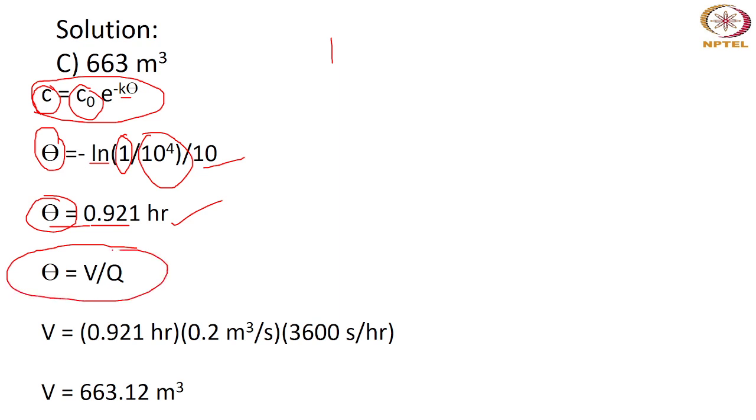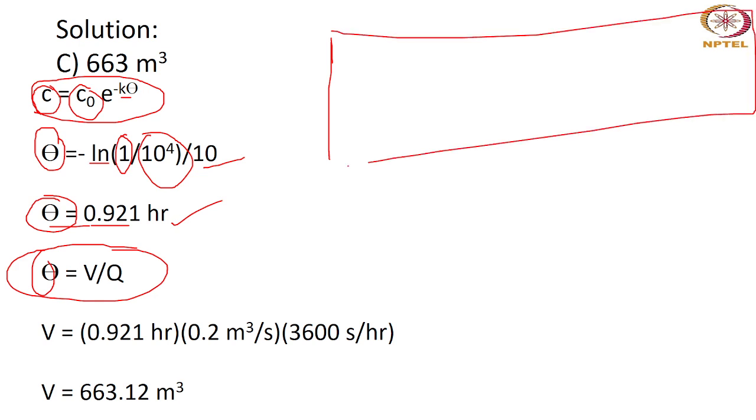Now theta is nothing but V by Q, right? So what is V by Q? Because this is the retention time, hydraulic retention time. Basically, you can find out that this is a plug flow reactor, right? What is coming in and what is going out from this portion. So you need to spend that much amount of time, right?